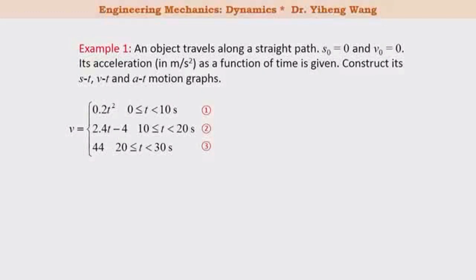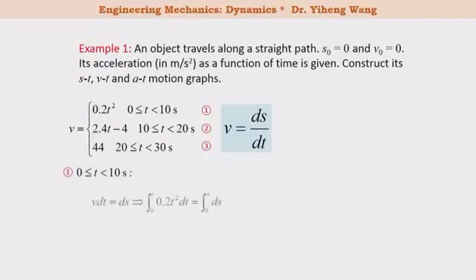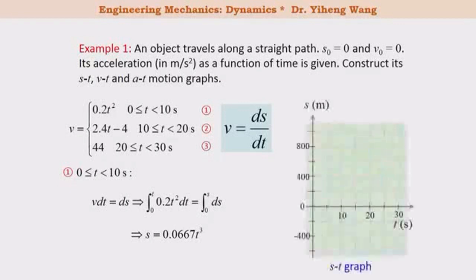And now we can use this to find the s-t function by applying this kinematic equation that relates the velocity to position. The procedure is very similar to the previous step. For the first time period, we do the integration, and we get position equals 0.067 t to the third power. We sketch it and calculate that at the end of this time period, the position is 66.7 meters.